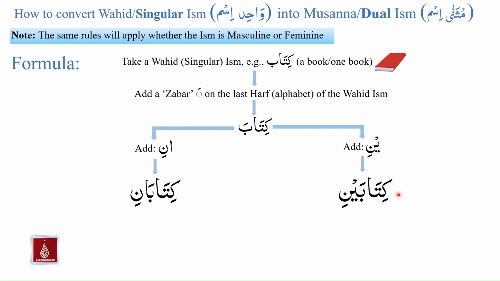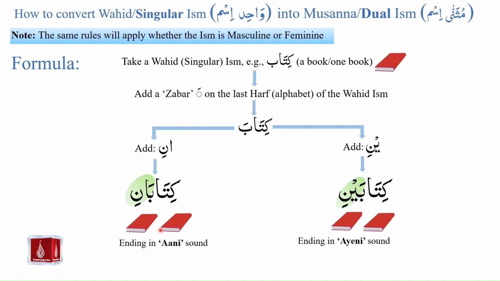So the singular word or the singular ism is kitab, and the musanna ism is kitabani or kitabaini. The singular ism is kitab and its dual version is kitabani or kitabaini. It is very important to focus on the way these words sound. Kitabani, kitabaini.